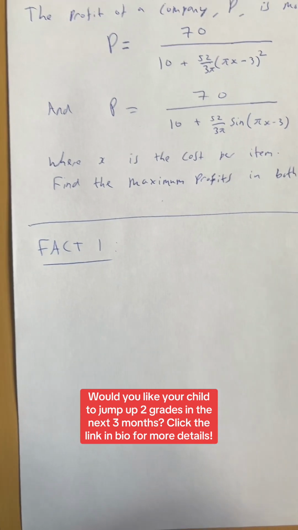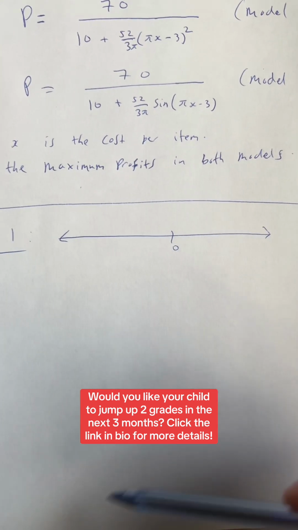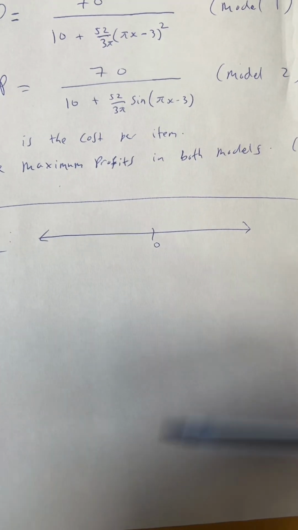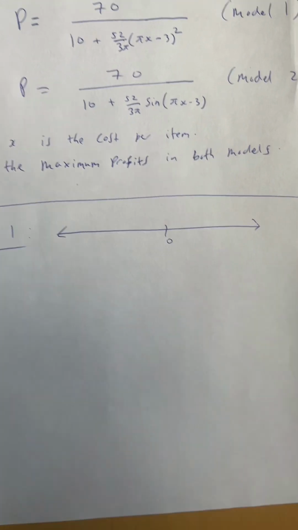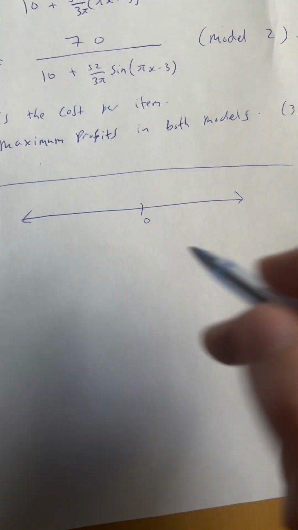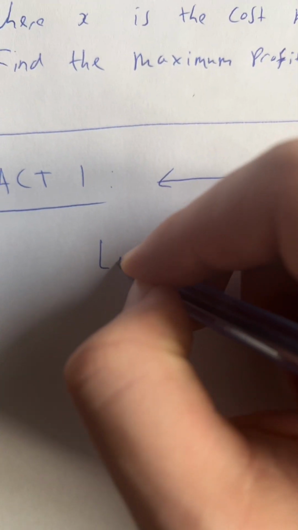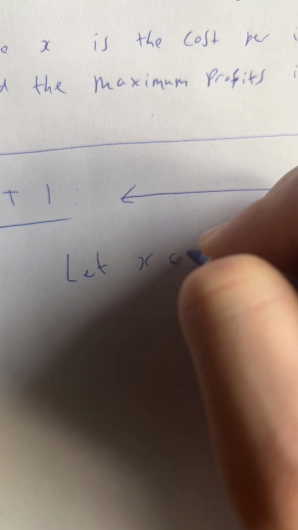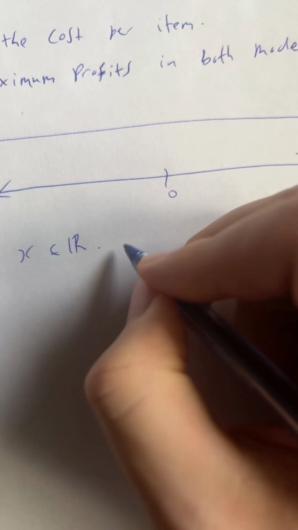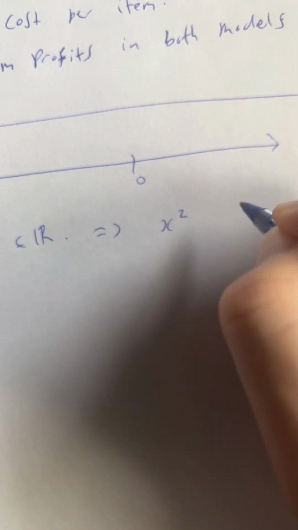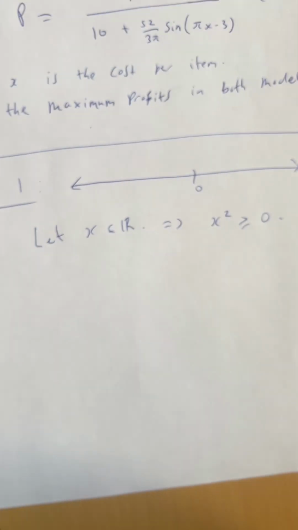So let's start with fact 1. I've just drawn a number line. Now pick any random number on a number line and square it. Can it be negative? No, right? When you square any real value, it is always non-negative. So let's be really formal about this. Let x be a real number. Then what this means is that x squared cannot be less than 0, okay?